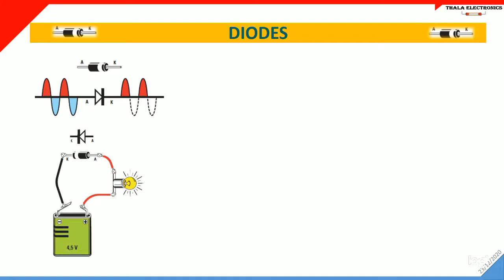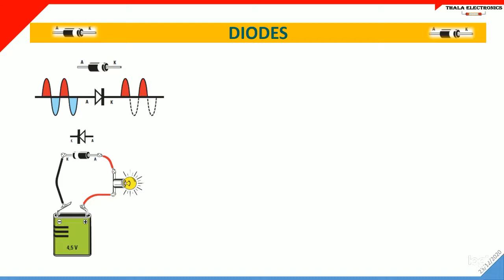An example to demonstrate this is to use a battery connected to a bulb, and the bulb to the anode of the diode, and the cathode side of the diode is connected to the negative pin of the battery. What is expected here is that the bulb should be turned on.